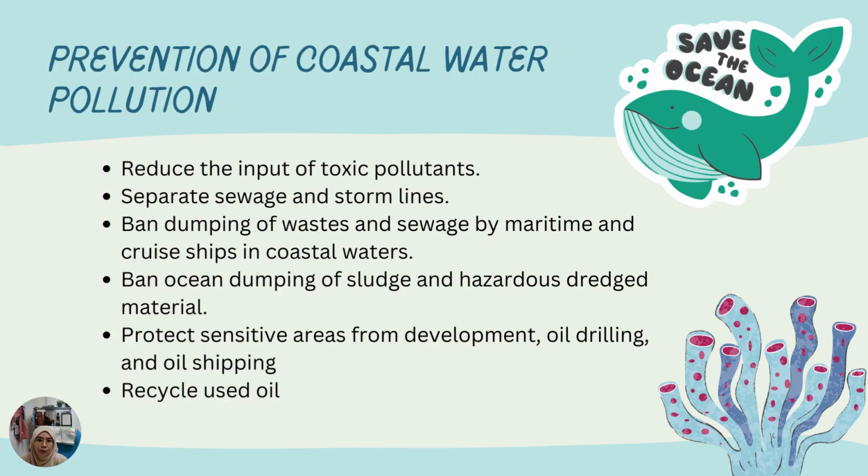These are some of the ways to prevent coastal water pollution. Number one is to reduce the input of toxic pollutants. Number two is to separate the sewage and storm lines. Number three is to ban dumping of wastes and sewage by maritime and cruise ships in the coastal water. Number four, ban ocean dumping of sludge and hazardous dredge material. Number five, protect sensitive areas from development, oil drilling, and oil shipping. And lastly, recycle used oil.